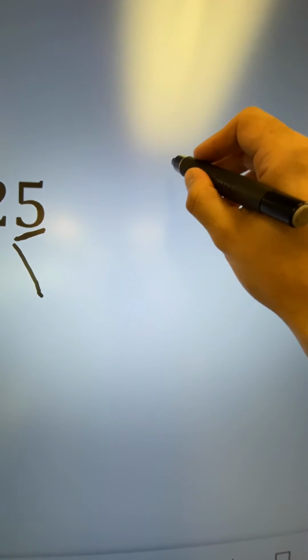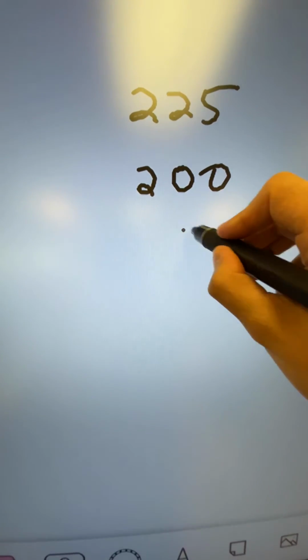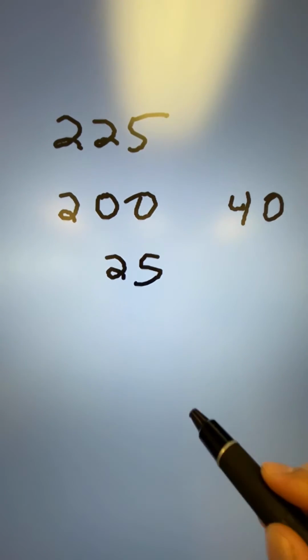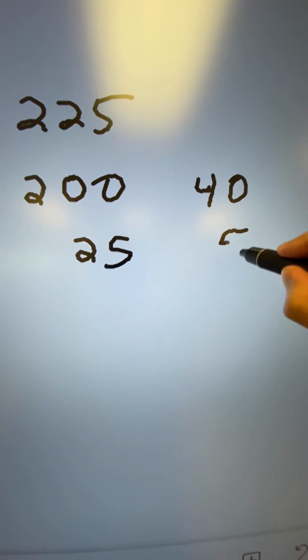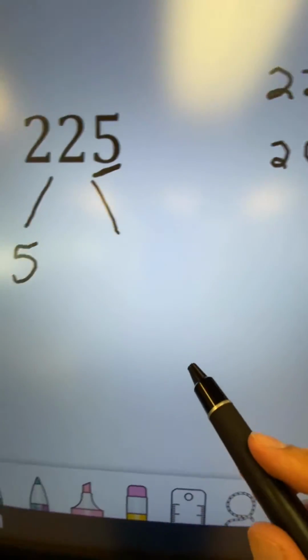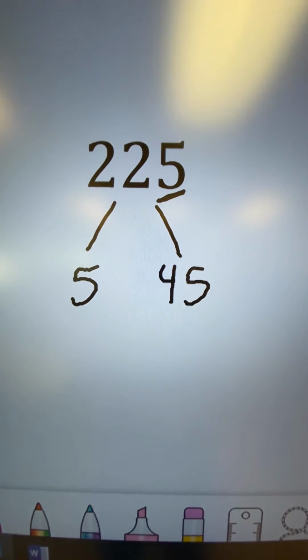So I know I can split up 225. It's the same thing as saying 225. And if I were to divide this by 5, I know that this one actually happens to be 40. And if I divide this one by 5, that comes out to be 5. So that gives me 45, which means that 5 times 45 is 225.